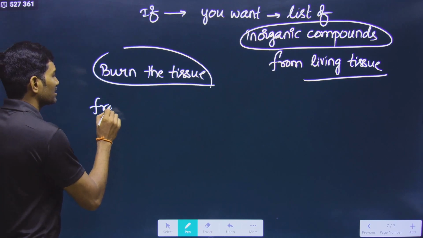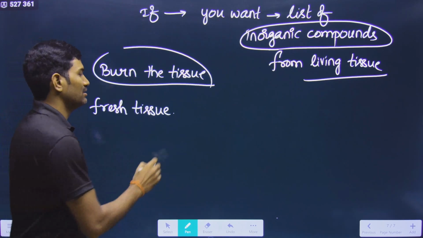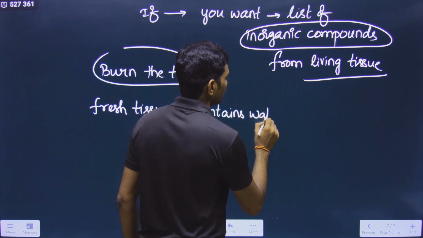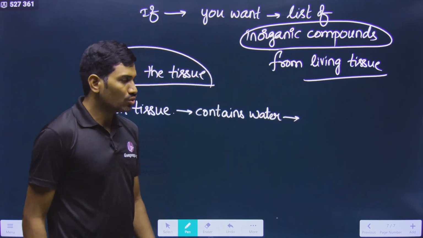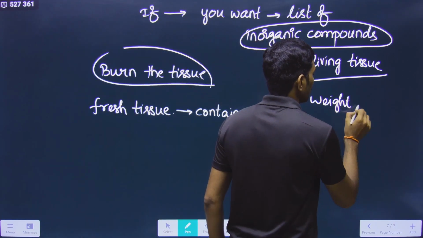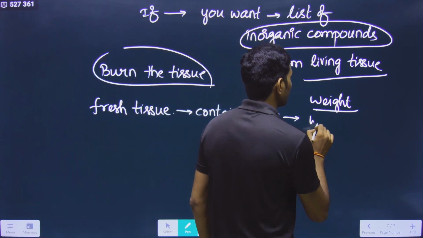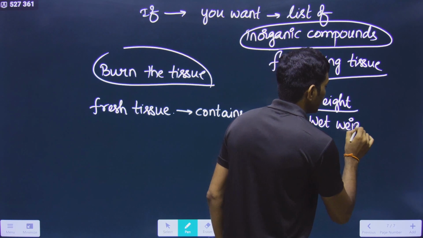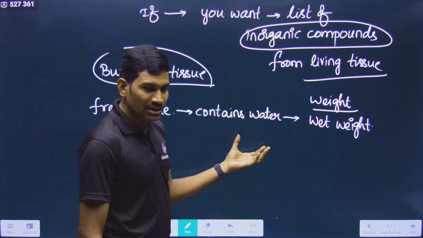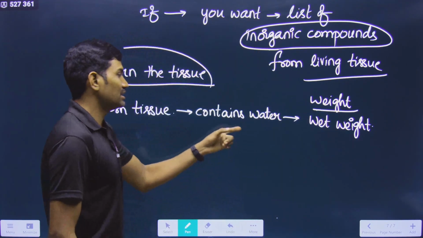First, let us take a fresh tissue. Fresh tissue means it contains water. So if you are weighing this, whatever weight you get for this fresh tissue that contains water, that weight is called wet weight. Please observe carefully. If you take a fresh tissue, it contains water, and the weight you get of this is called wet weight because it has the water.